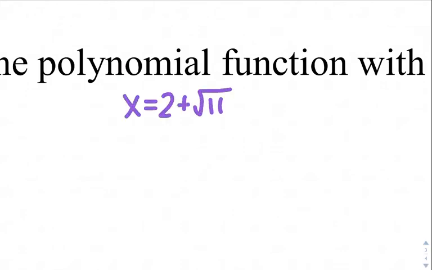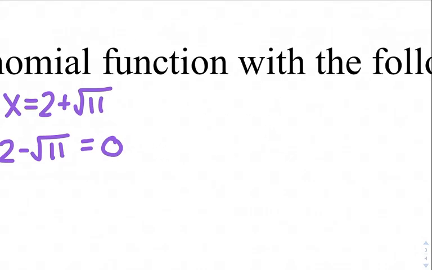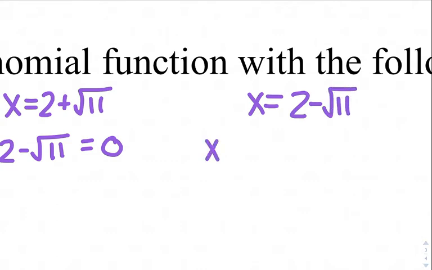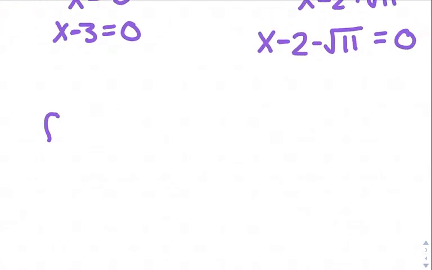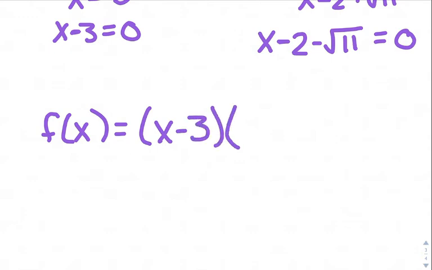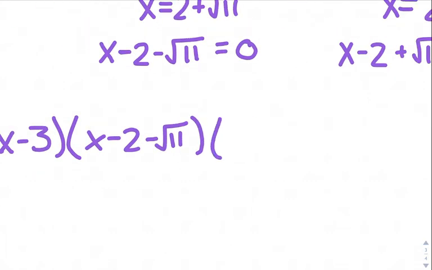So I'm going to subtract it on the other side. So I get x minus 2 minus radical 11 equals 0. Last one was x equals 2 minus radical 11. So it's going to be x minus 2 plus radical 11 equals 0. So those are my three factors, and what I'm going to do is now I'm going to multiply them. So I have f of x equals x minus 3 times x minus 2 minus radical 11, and then x minus 2 plus radical 11.